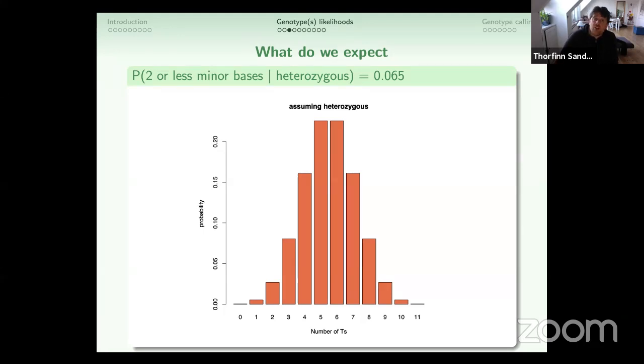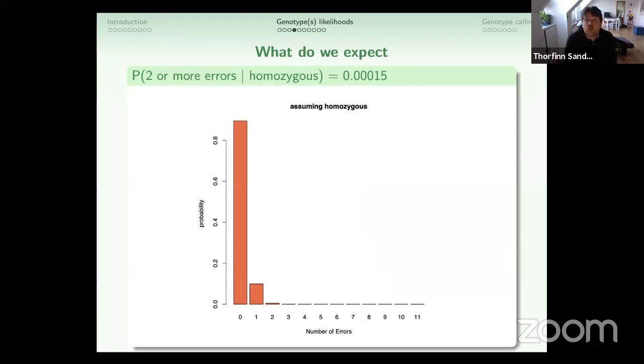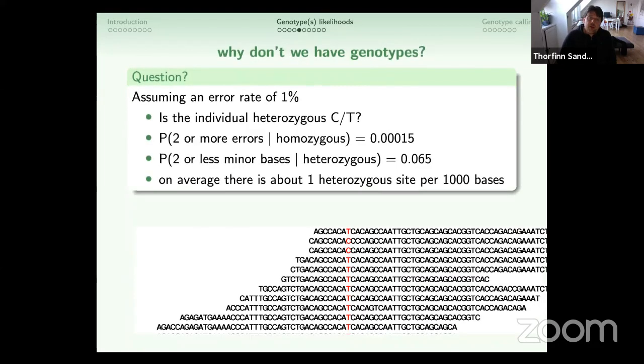We want to figure out what the genotype is. On the other hand, if we assumed it was homozygous, the distribution would look like this, and then we would have a probability of 2 or more errors of around 0.015%. So it's not easy to figure out what it is if we want to do this in a stringent manner, because we can use some kind of external information. If you're looking at humans, we would guess to have a heterozygous site around every 1,000 bases. Can we use this information to figure out what the genotype is?